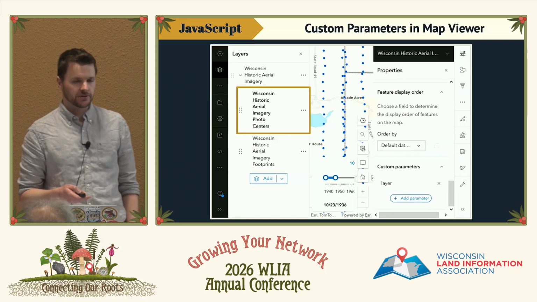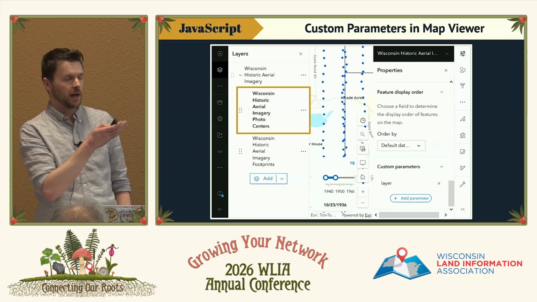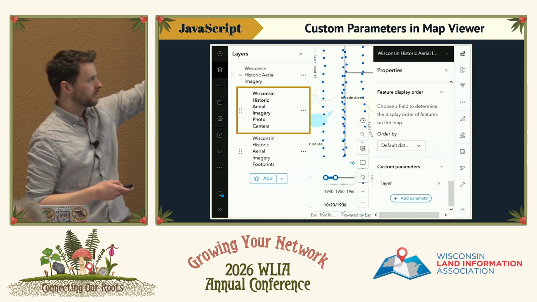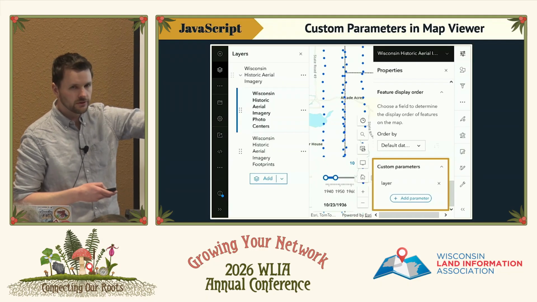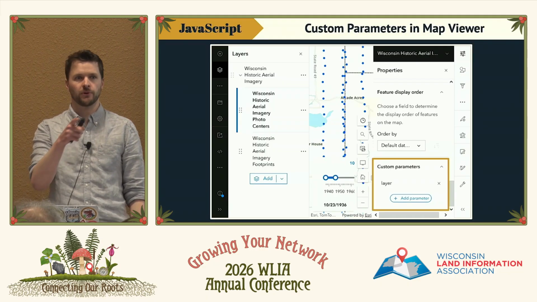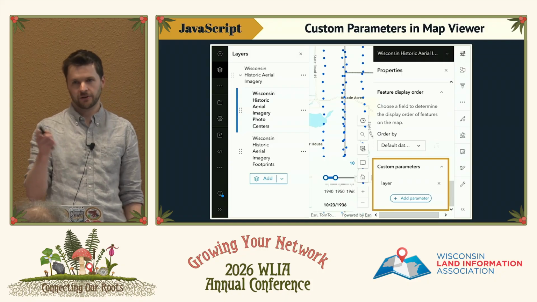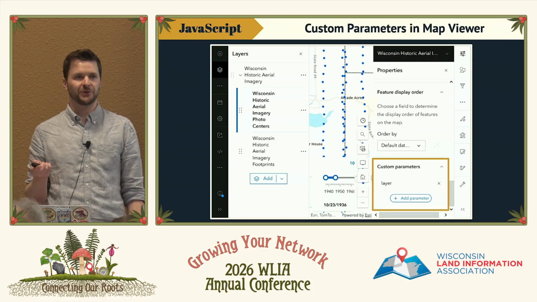Okay, custom parameters. Yeah, so if you're in the map viewer and you go to your feature layer or item of any type, and you go into your properties and you scroll all the way at the bottom, who here has seen custom parameters in their properties before? I only see one hand. Okay, another hand. Only a couple people. Okay, how many of you know what they're used for?